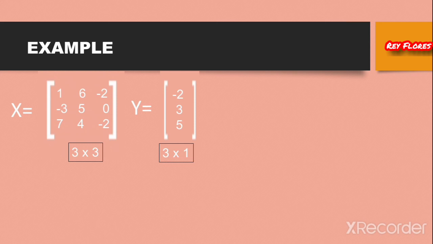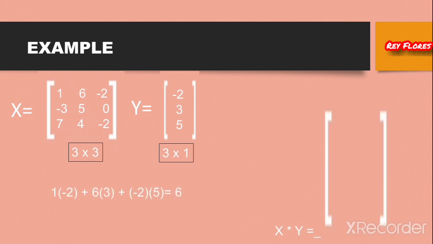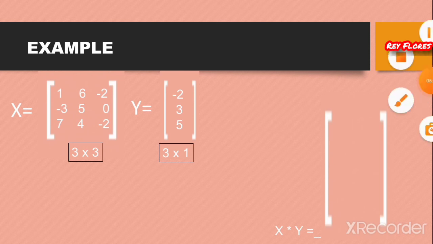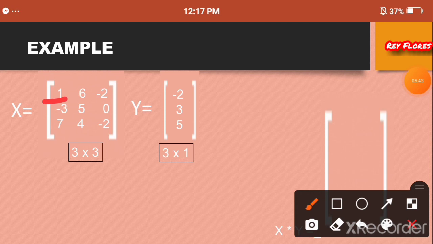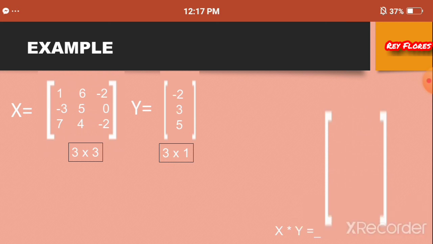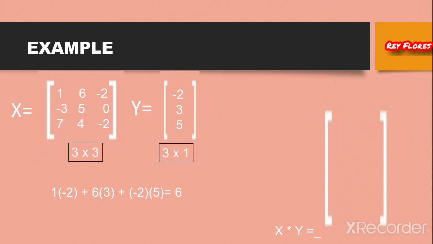these two given matrices are applicable for us to multiply. So proceed, find the product of X and Y. We have 1 multiplied by negative 2, 6 multiplied by 3, negative 2 multiplied by positive 5. So we have 6, and 6 will serve as our first element.